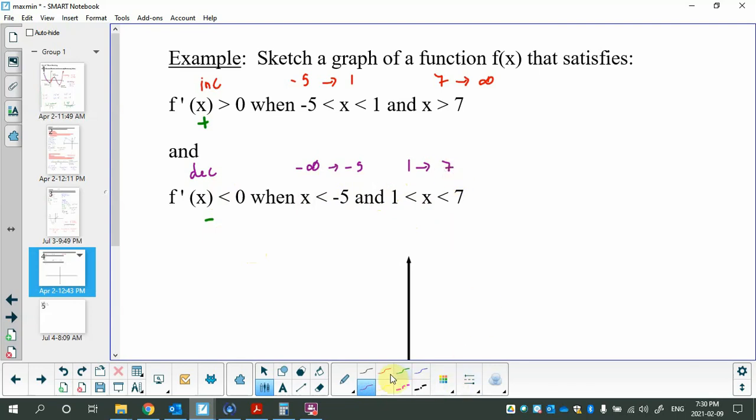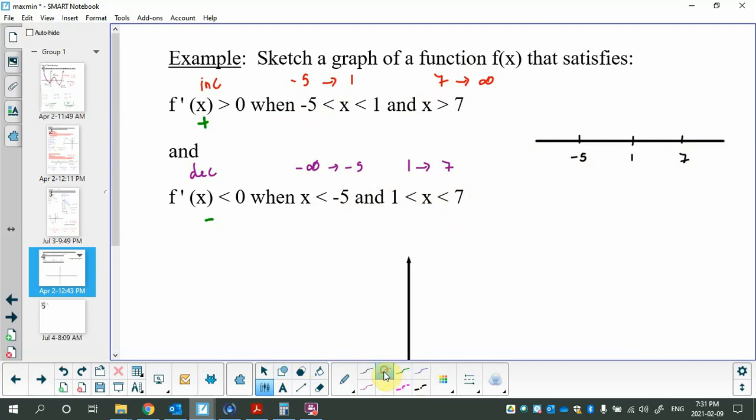Now, if you want to, and if you find it handy, you can take all this information and put it on a tiny little number line. So I know some important stuff happens at -5, at 1, and at 7. So that was me reading the important x values here. And it's the same important x values here.